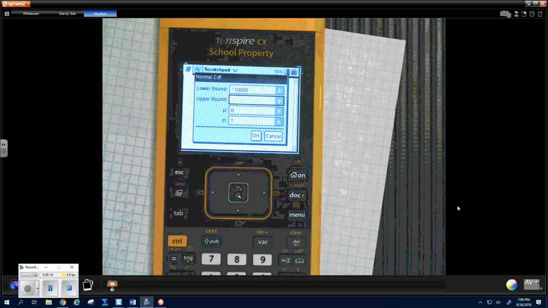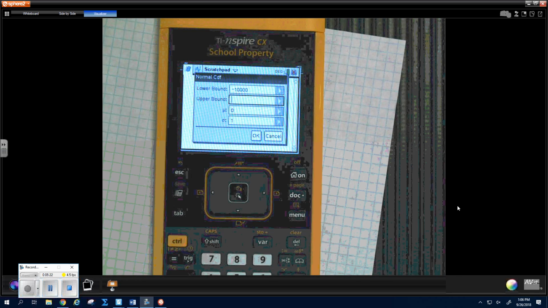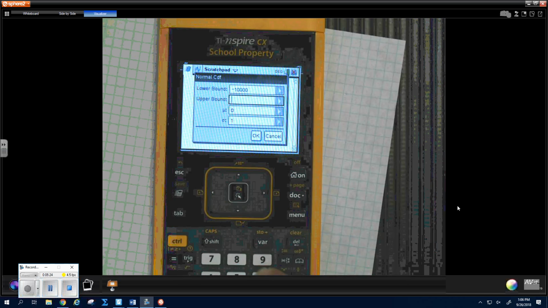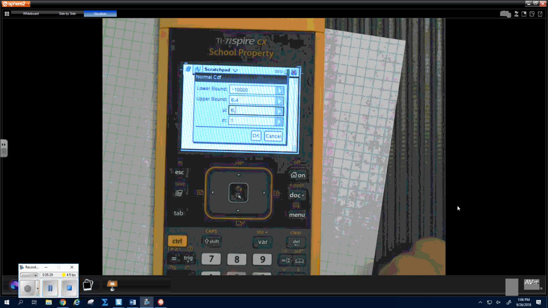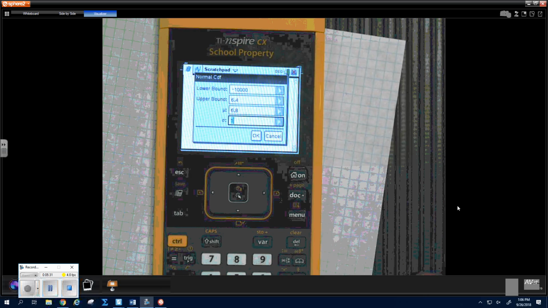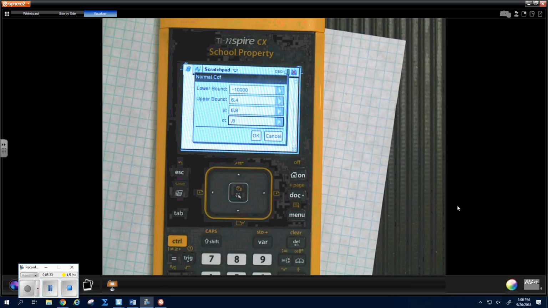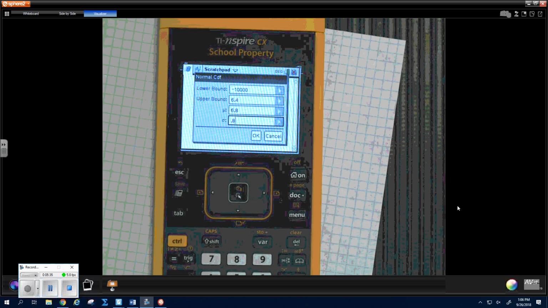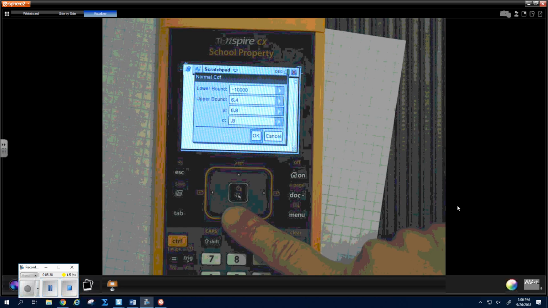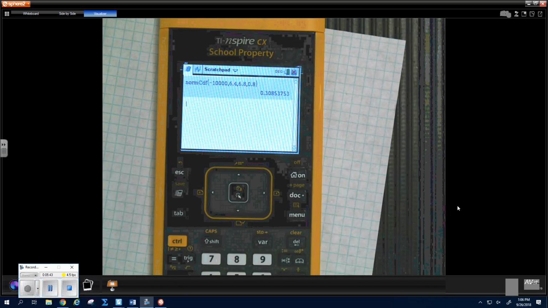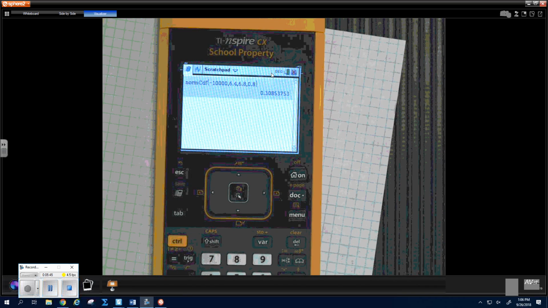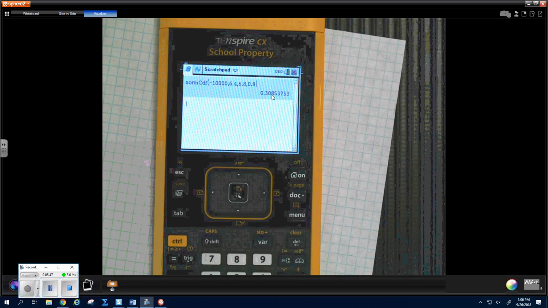And my upper bound, we were shading up to 6.4. We wanted to know what percent of babies weigh less than 6.4 pounds. And then my mean, that's the mu right there, was 6.8. And my standard deviation is 0.8. They gave us that, so you plug it in. And then you press OK. So that gives me 0.385, blah, blah. So that's the percent. Always move the decimal 2 over and round to 3 decimal places. So that'd be 30.854%.